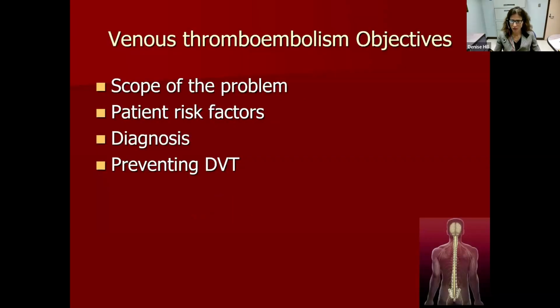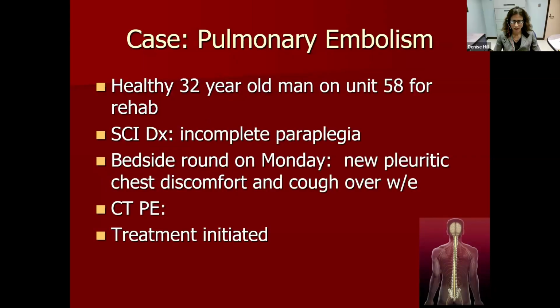I'm going to give objectives three times throughout the talk so that we kind of stay organized, and it's not too much all at once. So I'm going to just review the scope of the problem, patient risk factors, the diagnosis, and how we go about preventing DVT. So I'm going to start with a case in each of these three topics.